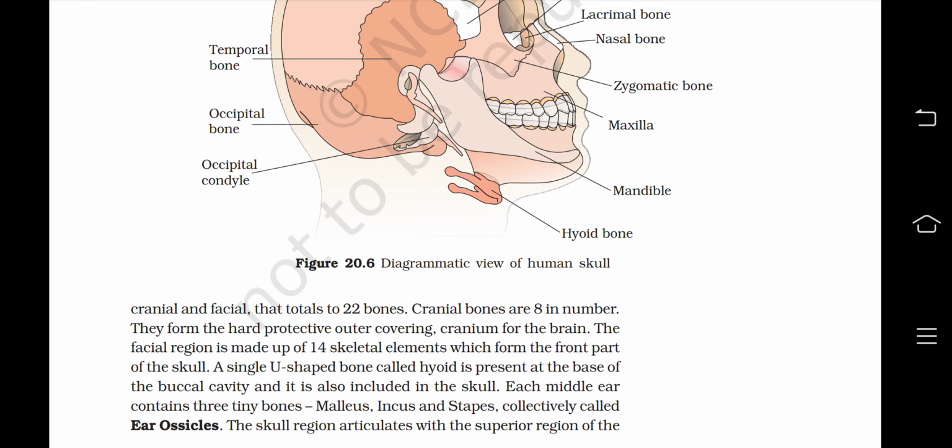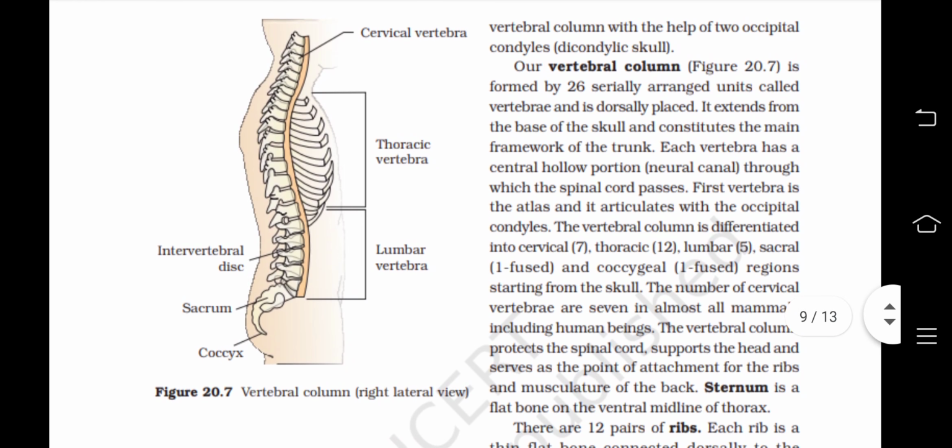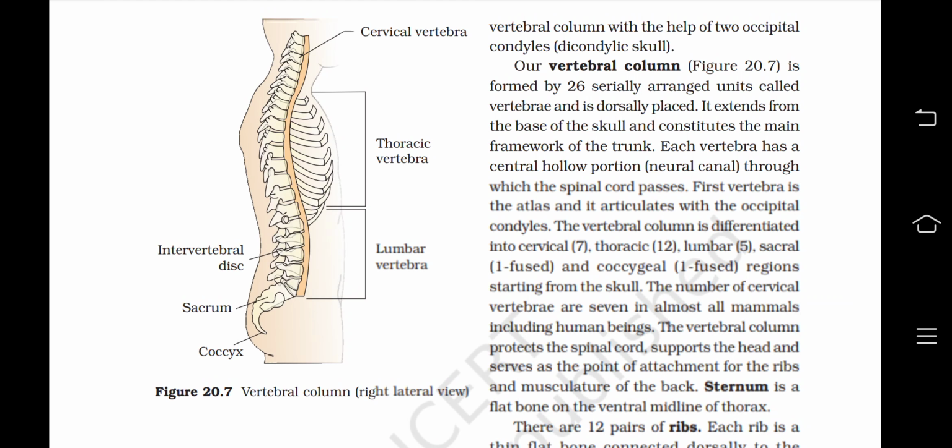A single U-shaped bone called hyoid is present at the base of the buccal cavity, and it is also included in the skull. Each middle ear contains three tiny bones, malleus, incus and stapes, collectively called ear ossicles. The skull region articulates with the superior region of the vertebral column with the help of two occipital condyles.